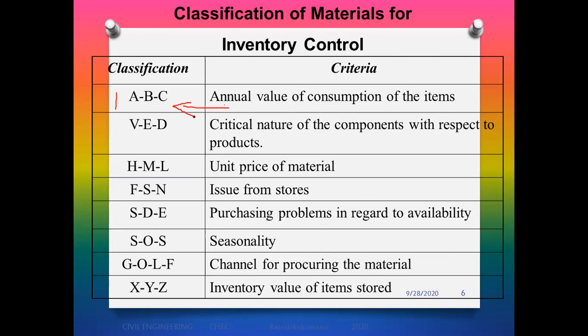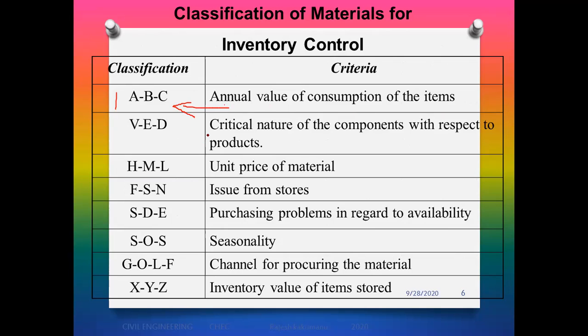So it has another name also, that is nothing but ABC. ABC means there are 3 classifications: A items, B items and C items. So we'll discuss those things in detail.